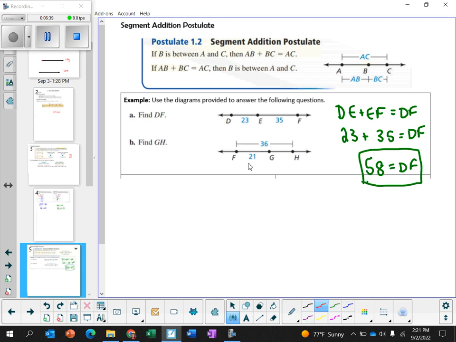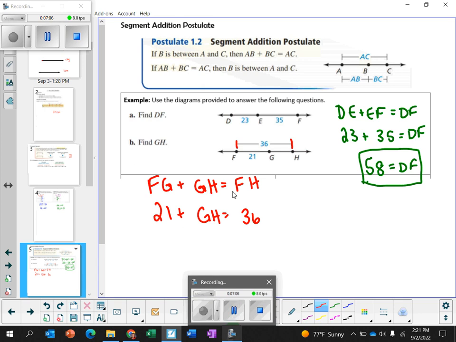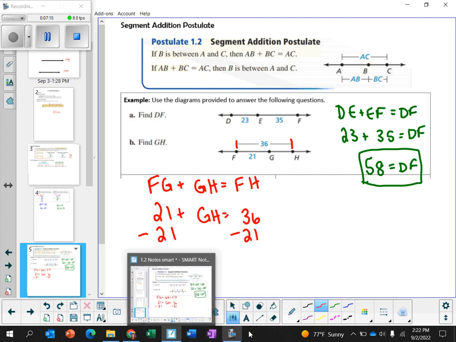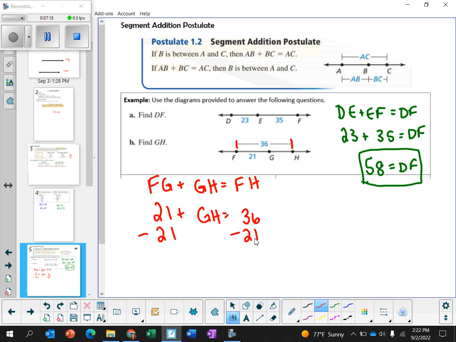And I could do the same thing now for GH. I could say FG plus GH equals FH. And I know that FG is 21. I don't know GH. And see these bars here? They go from one end to the other. That means everything between F and H is 36. So FH is 36. So this is an equation, right? I want to get GH by itself. So I can minus 21 and minus 21. So 36 minus 21, we get GH equals 15.